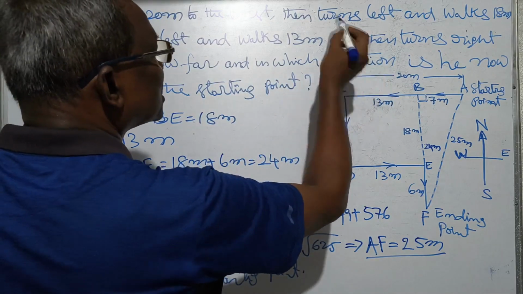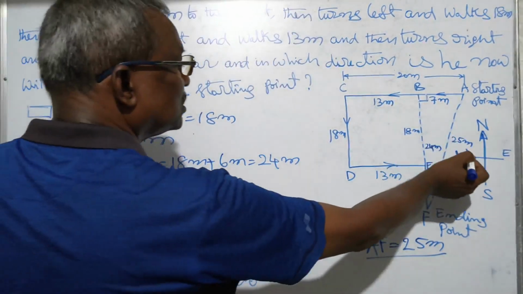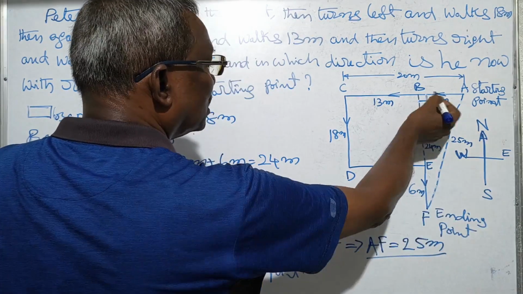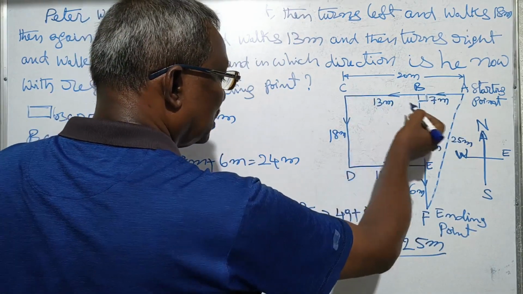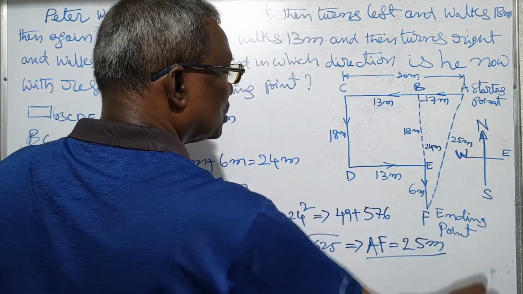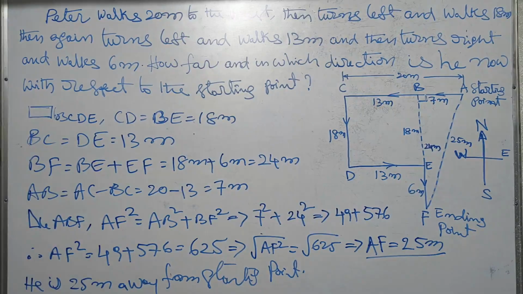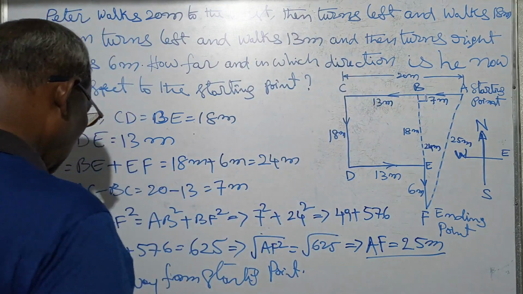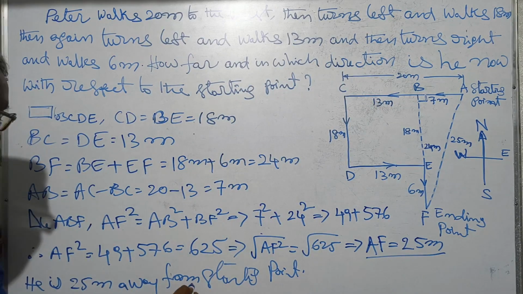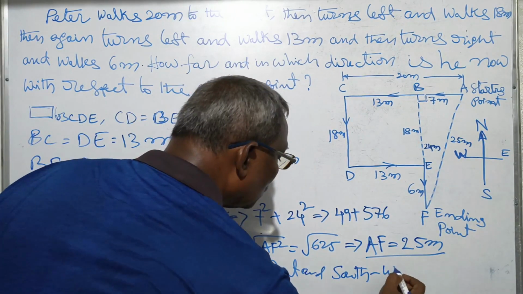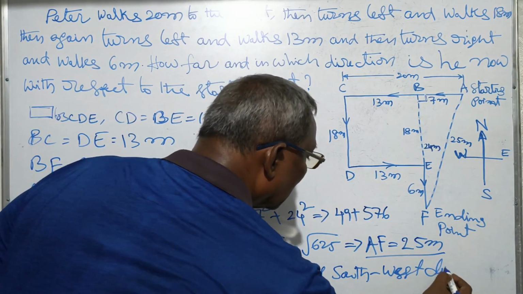And in which direction? First he started towards west. He is closer towards south. Started towards west, then he is closer towards south. So that means southwest direction. He is 25 meters away from the starting point in the southwest direction.